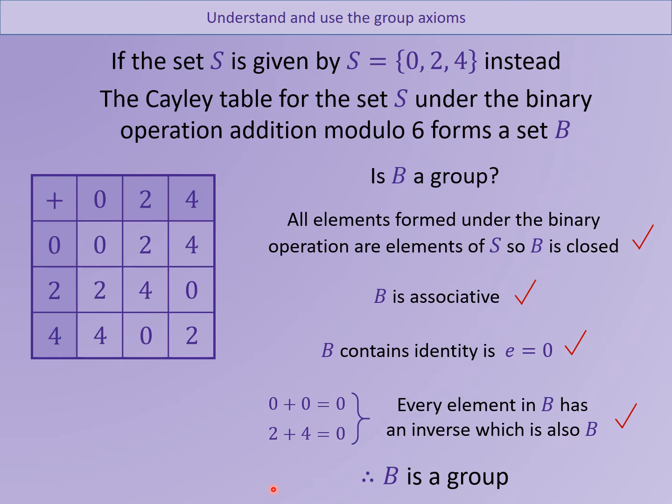Okay, so there's nothing wrong with reducing it down. There's nothing wrong with having it smaller compared to the original group. 0, 2, 4 is smaller than the original group, 0, 1, 2, 3, 4, I think it was 5, wasn't it? There's nothing wrong with reducing it down as long as it still follows each of the 4 axioms.